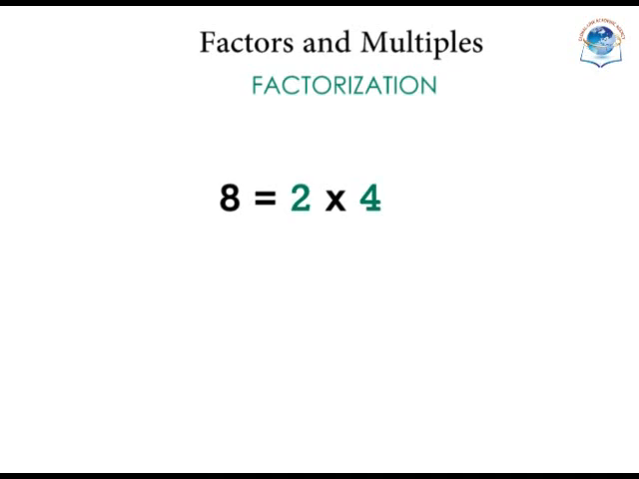So 2 and 4 are factors of 8. But you see, 2 and 4 are not the only factors of 8. 8 is also equal to 8 times 1. And so 8 and 1 are also factors of 8.